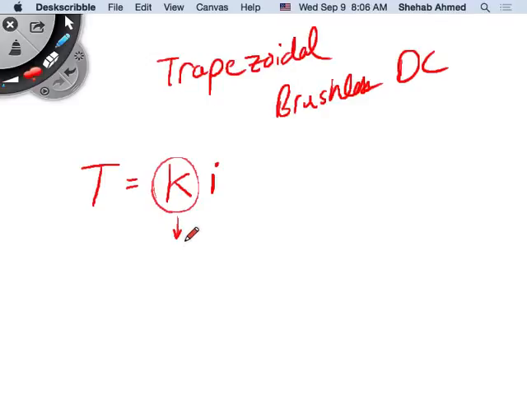Probably it was called the back EMF constant. I don't know if Dr. Haytham called it the back EMF constant or just said it's a constant and that's it. I'm not sure. He said it was a construction constant. Construction meaning what? In this case, it's actually a back EMF constant, so it's a back EMF constant that's due to the construction.